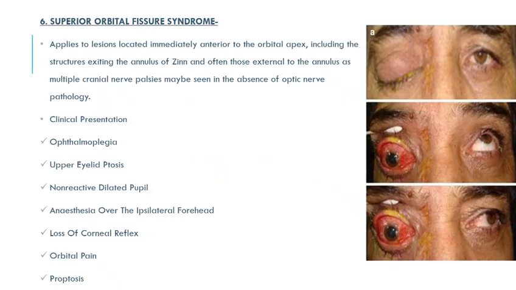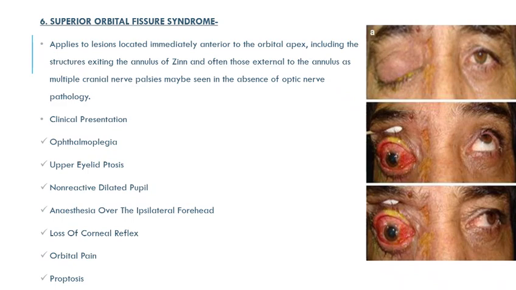Now, superior orbital fissure syndrome. It applies to lesions located immediately anterior to the orbital apex, including structures exceeding the annulus of Zinn and often those external to the annulus, as multiple cranial nerve palsies may be seen in the absence of optic nerve pathology. Basically, the structures that pass through the superior orbital fissure are affected here, and those structures include the third cranial nerve, fourth cranial nerve, sixth cranial nerve, and V1 branch of the ophthalmic nerve, and it also involves the superior ophthalmic vein, and sympathetic fibers may or may not be involved.